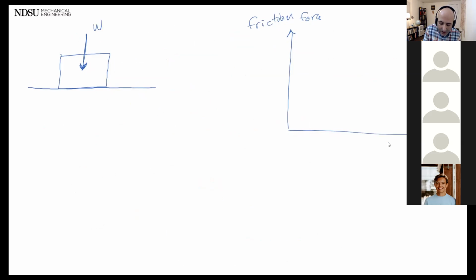Then I'm going to apply a little small tiny force here called force P. What happens then? There's an opposing force of friction. Okay, there's going to be an opposing force of friction. Does this box start moving or no?